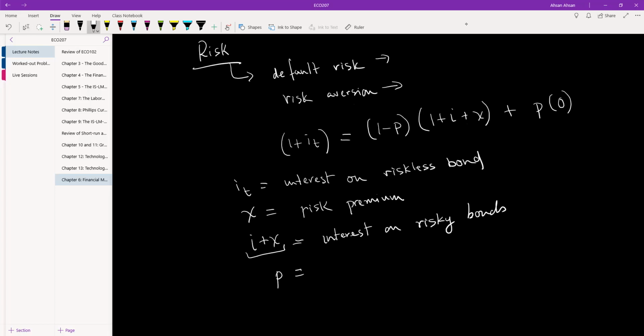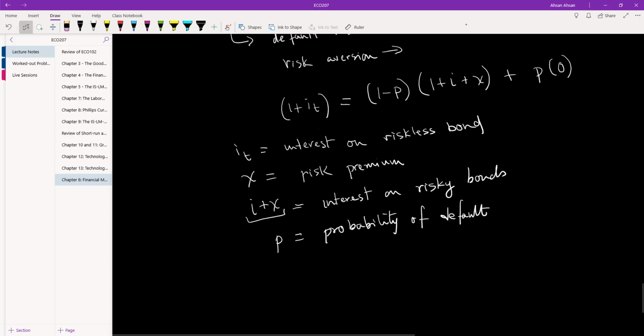And then of course there is P, which is the probability of default. So if P is 0.2, that means there is a 20% chance that this bond will not pay out. If it's a riskless bond, then of course P is 0. There is no possibility, no probability that the borrower will fail to pay back.